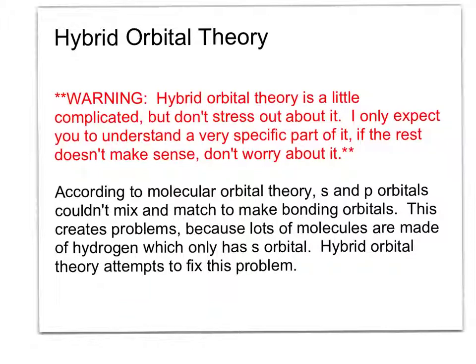So one of the problems with molecular orbital theory is that it says that s and p orbitals can't mix and match to make a bonding orbital. So that's problematic because most of your molecules that are made by bonds between anything and hydrogen mean that you're going to need to overlap a p orbital, like here on carbon, with an s orbital. Okay, so that we know that happens. So molecular orbital theory didn't account for that. Hybrid orbital theory will try to account for that.